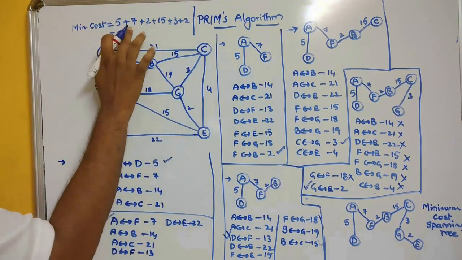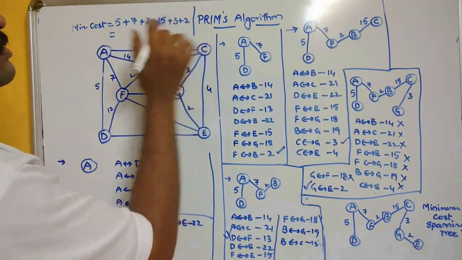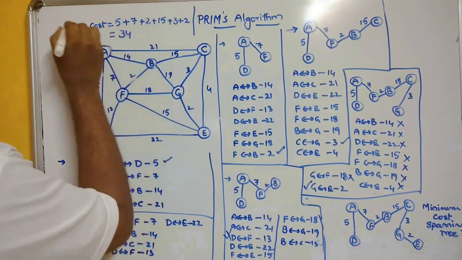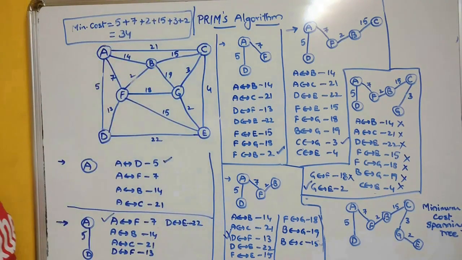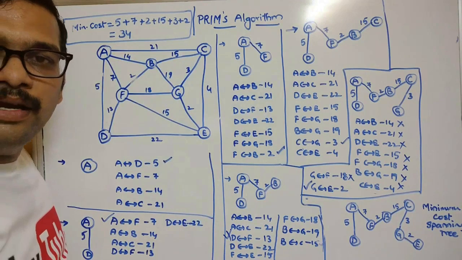So how much is it? 12, 14, 29, 34. So the cost of this particular minimum cost spanning tree is 34. Right? So I hope you understood.